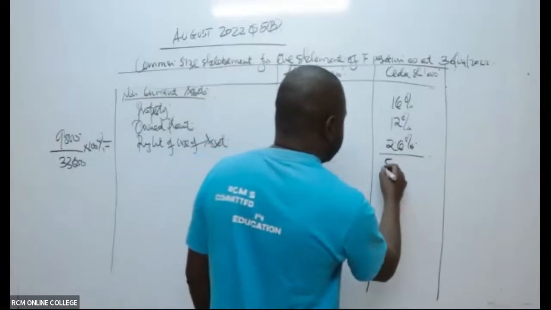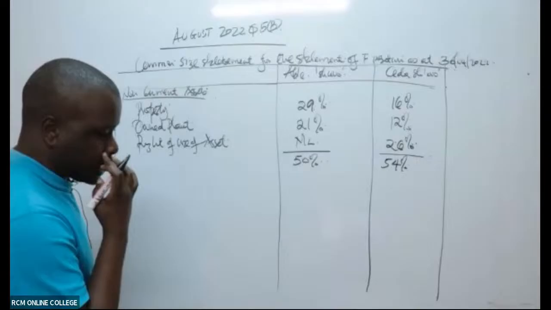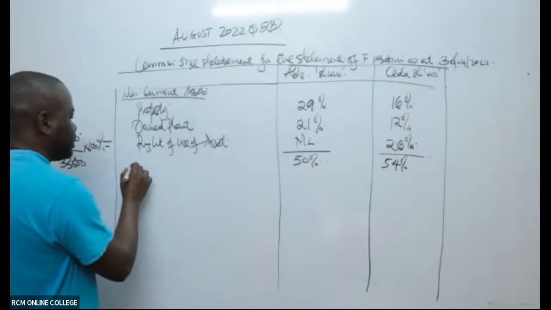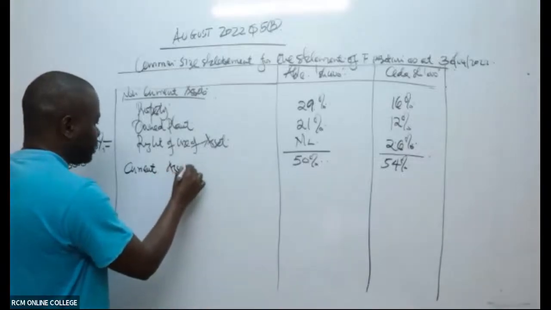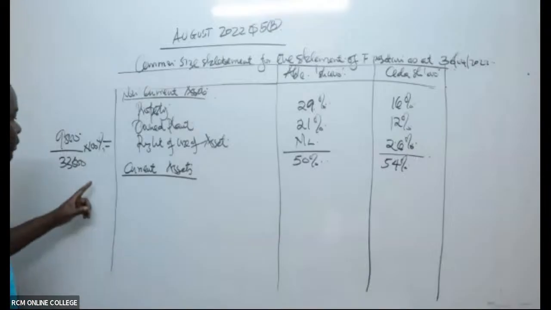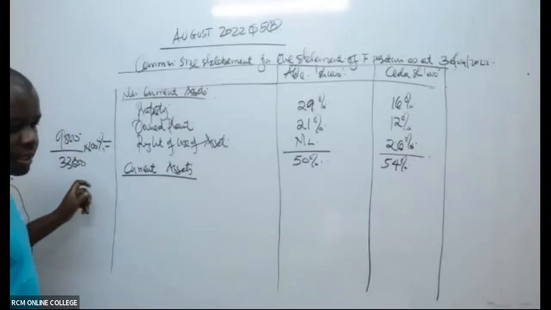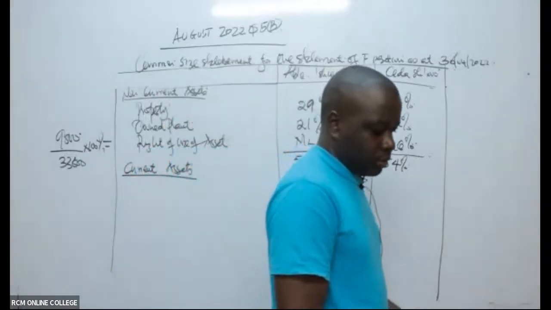So 54%. So we go to the current assets. Hope Gitonga, you've been able to get the concept.